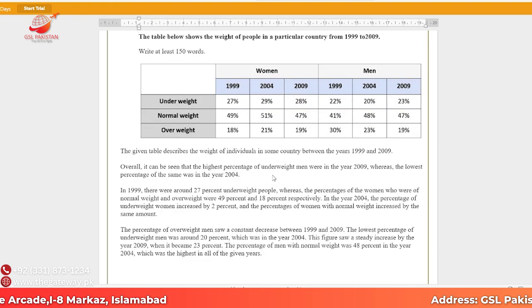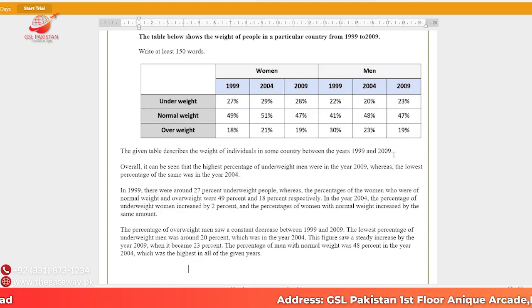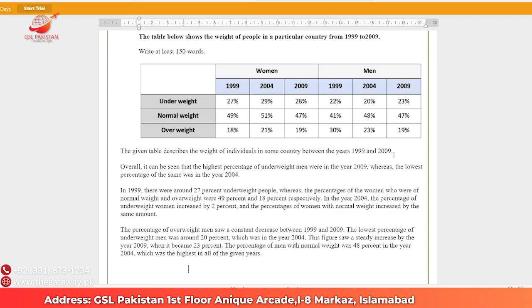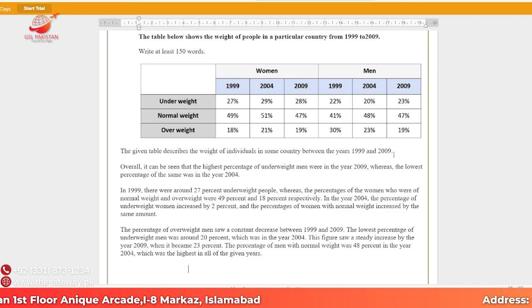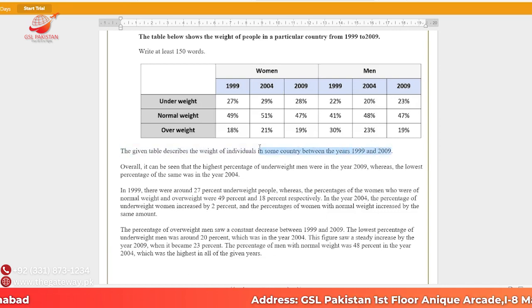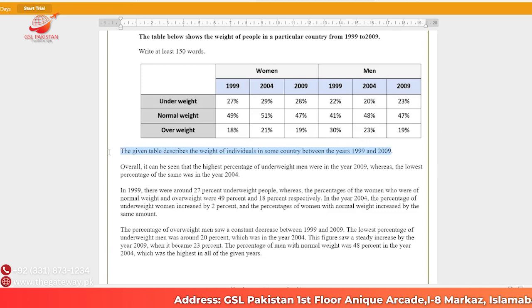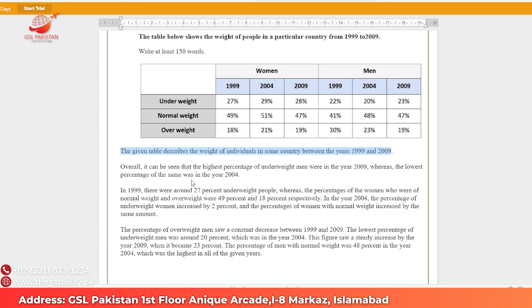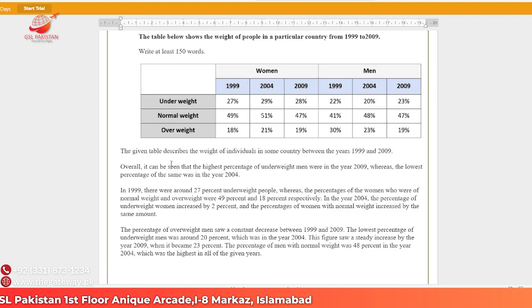Once again, the first thing we want to do while writing a report is that we have to write an introduction. So the introduction is basically the paraphrase of the question, and the question said that the table below shows the weight of people in a particular country from 1999 to 2009. So I've written over here, the given table describes the weight of individuals in some country, any country, between the years 1999 and 2009. That's the introduction. Then we move on to the overview.